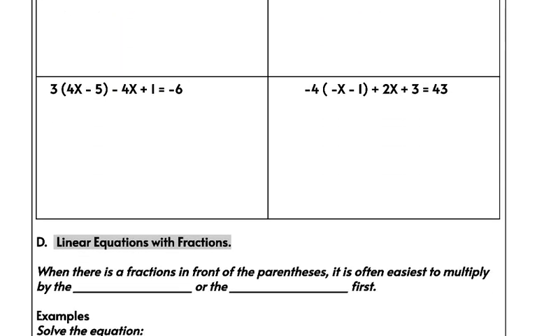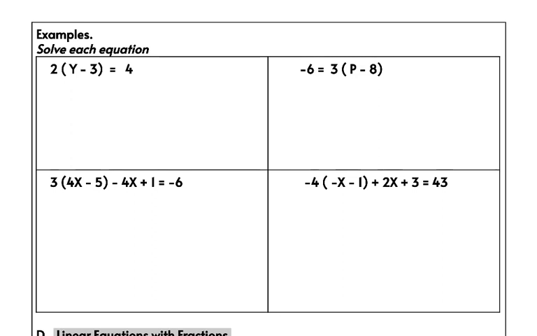So when we're solving with parentheses, what we need to do is get that variable out of there. So we're going to distribute the 2 in on this one. We'll distribute the 3 in on this one. On this one, we'll distribute the positive 3 in. And on this last one, we'll be distributing the negative 4 in. All right, let's go do it.